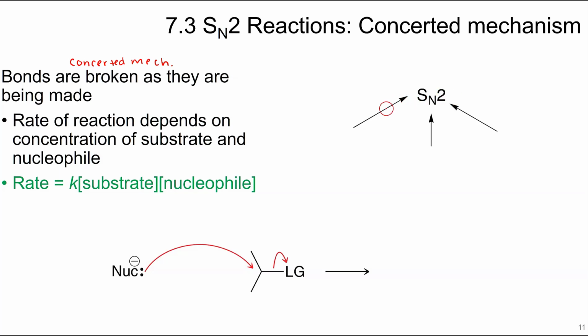So in an SN2 reaction, the S stands for substitution, N stands for nucleophilic, and the 2 stands for bimolecular, because the rate depends on the substrate concentration and the nucleophile concentration.